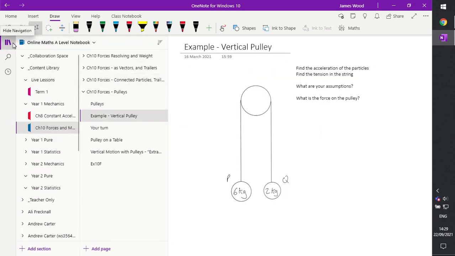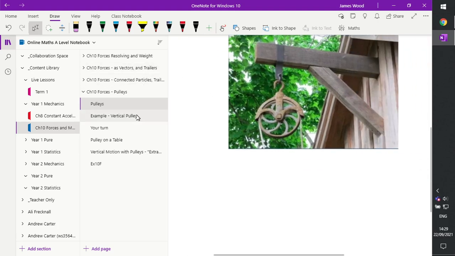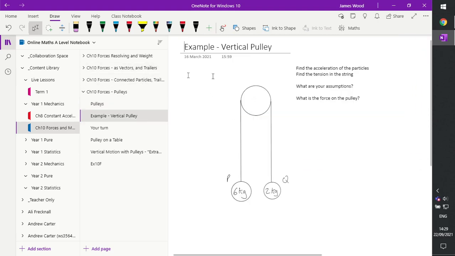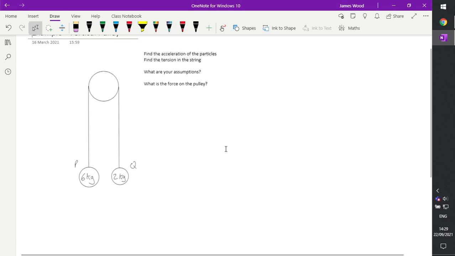So I've got an example here. This is just a vertical pulley, so this is more like this example here. This object at the top is the actual pulley, and then I've got two masses, one attached to either side of it. Okay, and then the string passes over the top of the pulley.